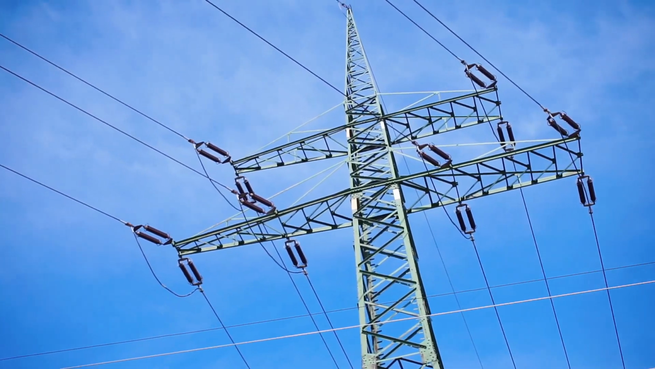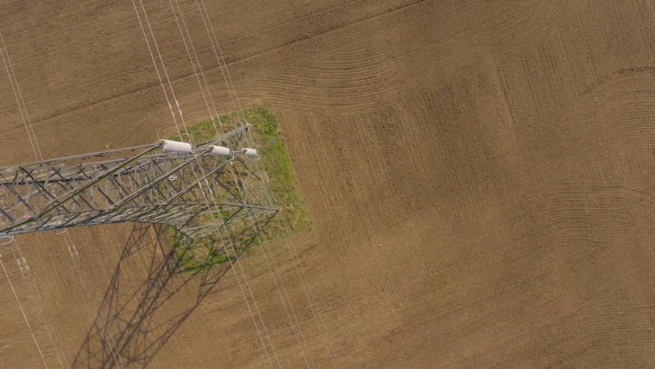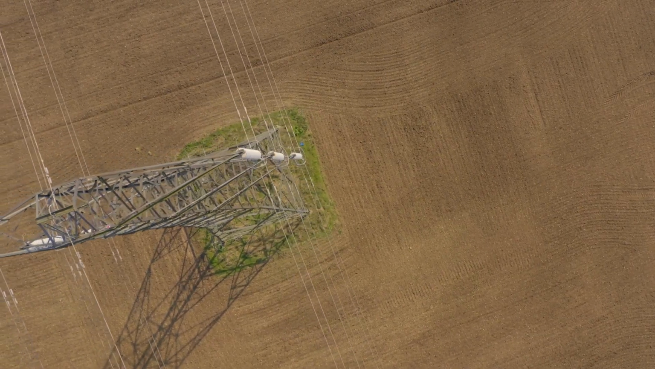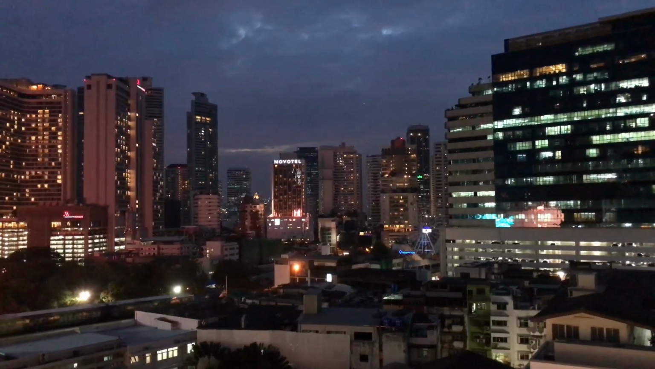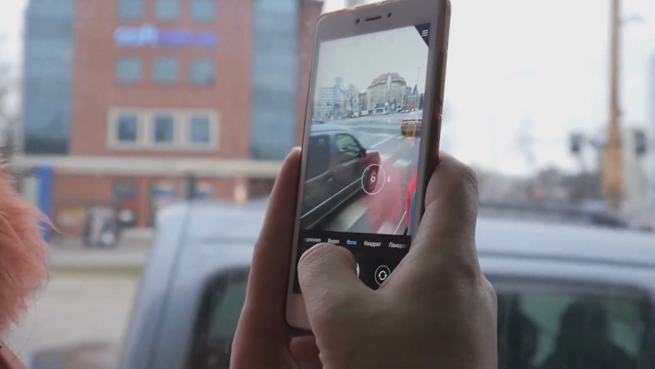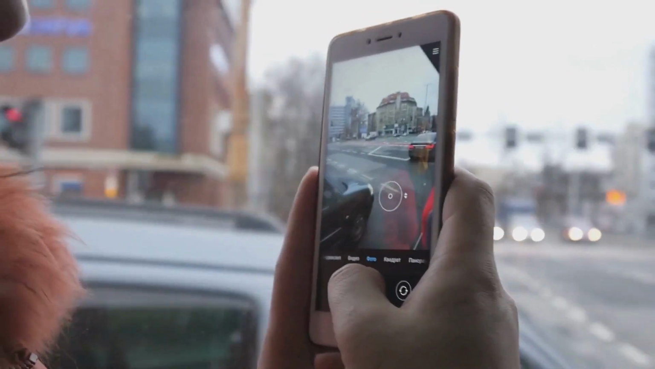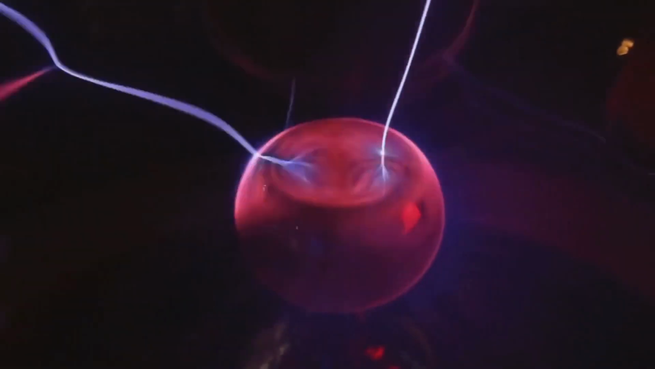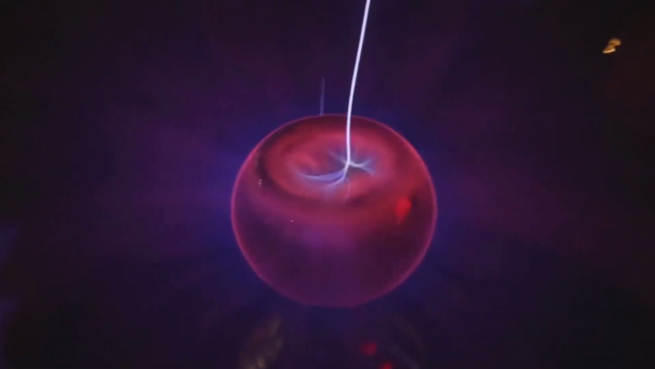Have you ever wondered how electricity gets to your home? It's an amazing journey that starts with tiny particles and ends with the power to light our world. Everything around us, from the air we breathe to the phone in your hand, is made up of tiny particles called atoms. At the heart of every atom are even tinier particles, protons and electrons.